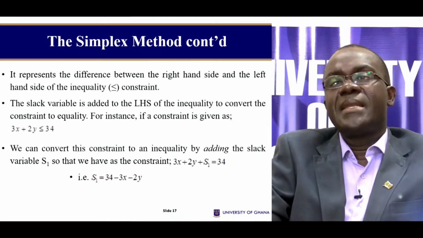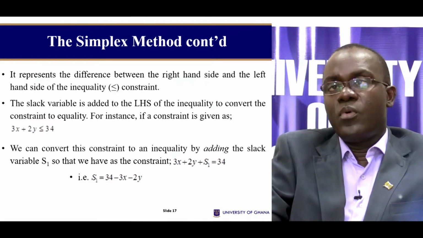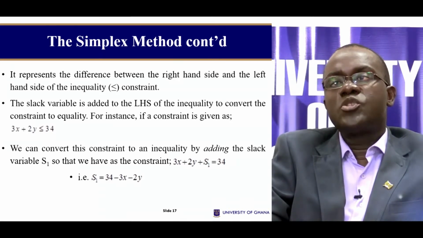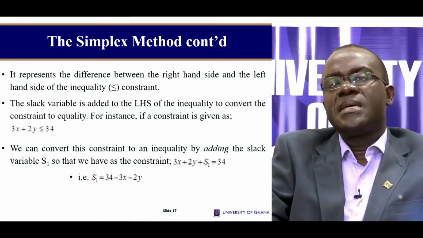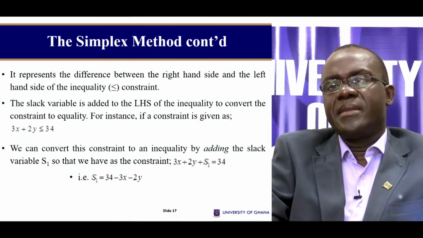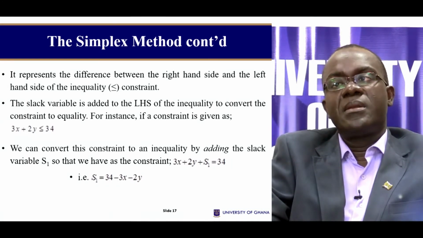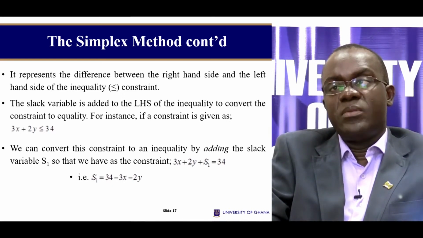So if you look at our example, assuming we have this inequality, there is something that we need to add to the left side of this inequality to make it equal to the right side. I'll call that one S1, slack 1. When I make the slack 1, if I put that value there, I don't know that value, but if I put it over there, I should have an equality sign.